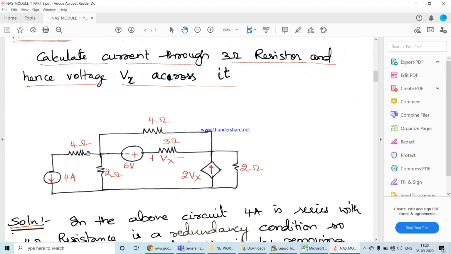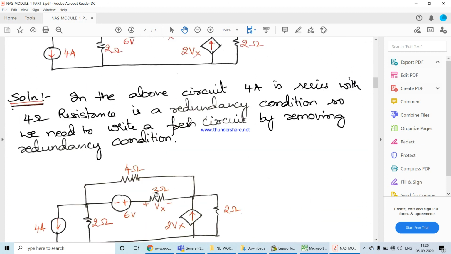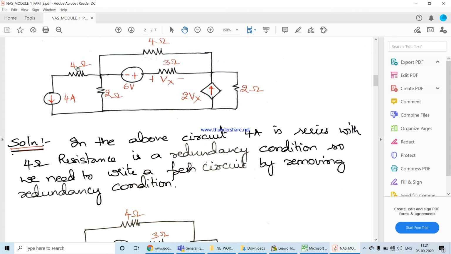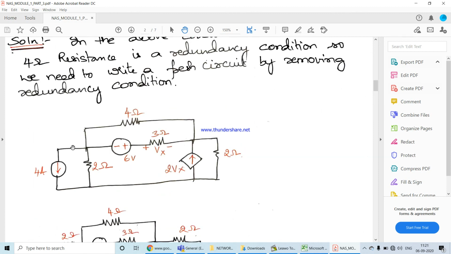So what you need to do is remove this 4 ohm resistance and create a short across this particular terminal. Therefore my circuit will be this. I have removed the 4 ohm that was here and I have shorted that terminal. So the 4 ohm is removed and shorted. Now this is the reduced network, and we'll see how to solve this particular problem.